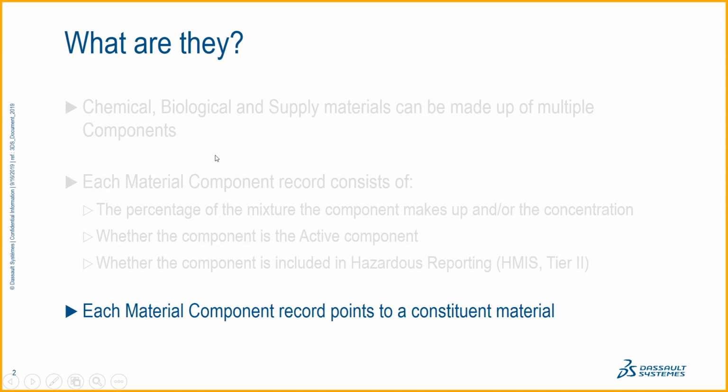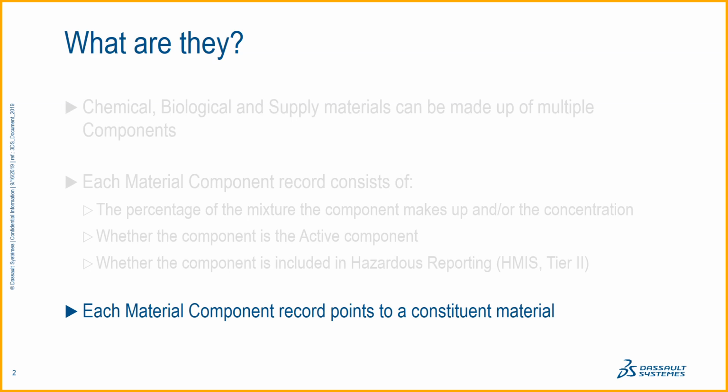And as I alluded to earlier, each material component record points to a constituent material. So you think there's kind of three things going on here. At the top, we've got the mixture material. So we're going to create a chemical record to define this thing we're mixing up on our bench. What are we making? That's going to be our top level chemical record. That's going to be our mixture record.